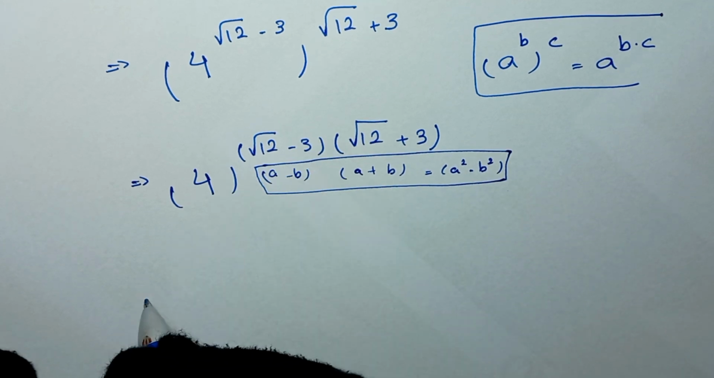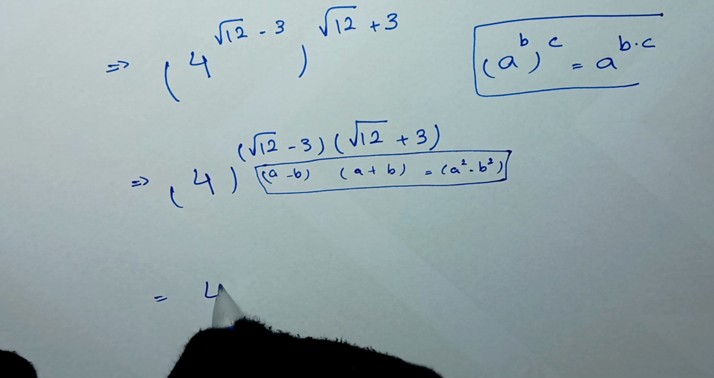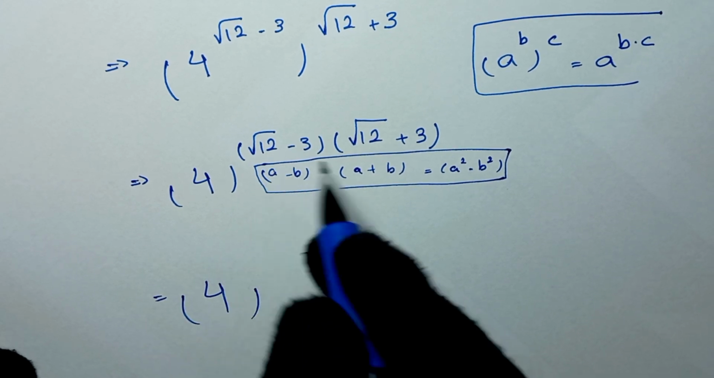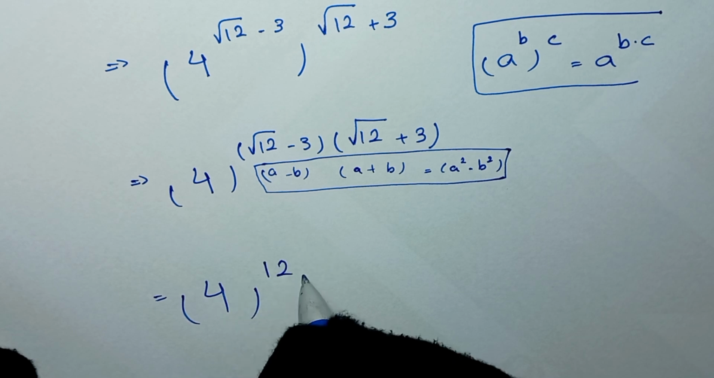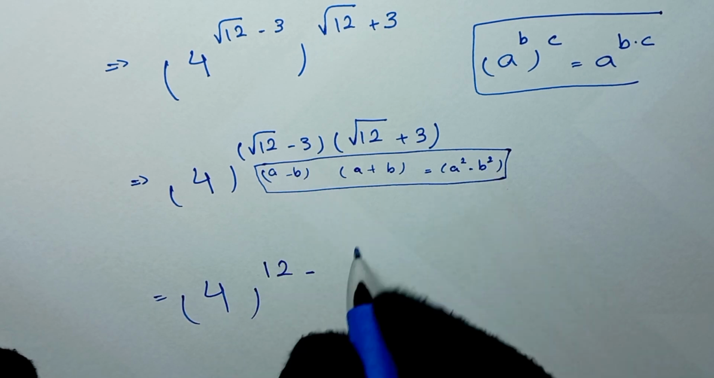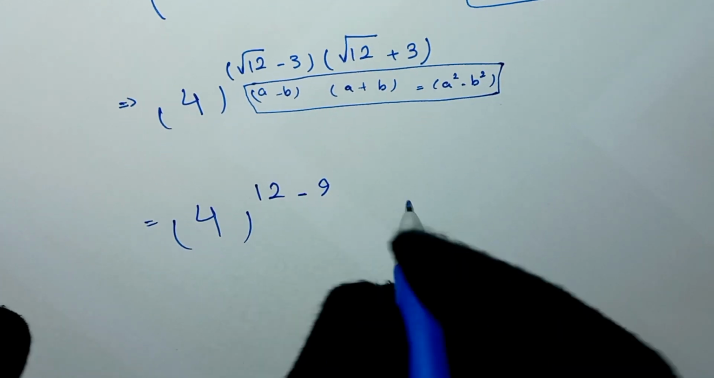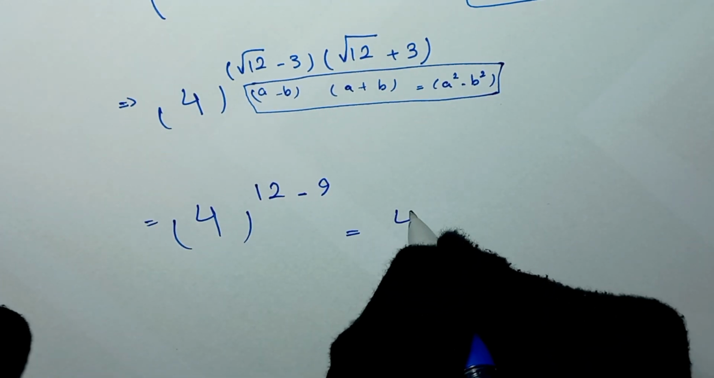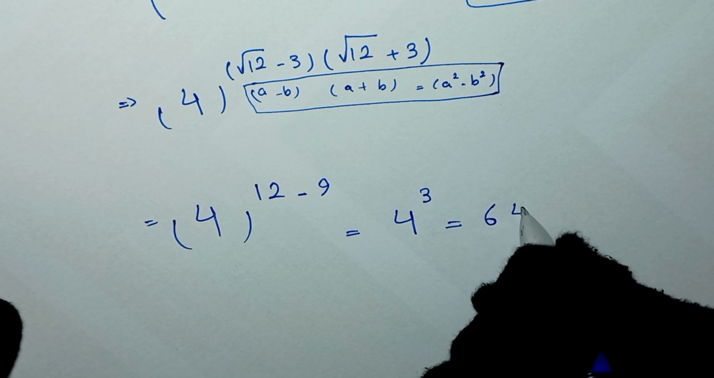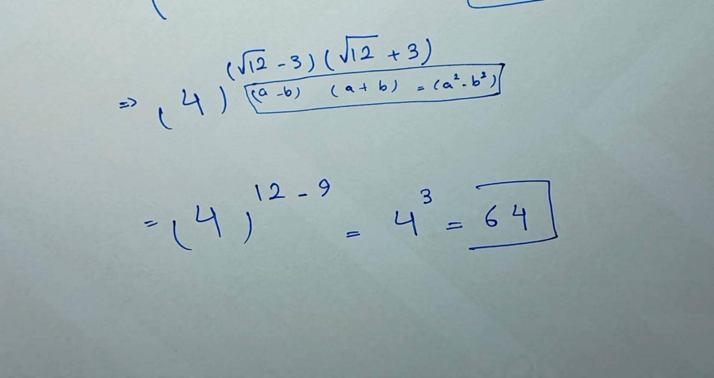We can write this as 4 to power of square root of 12 square. This is a, right? It will be 12 and minus 3 square. This is b. 3 square, b square, it will be 9. And it will be 4 to power of 3, and 4 to power of 3 is 64. And this is our final answer.